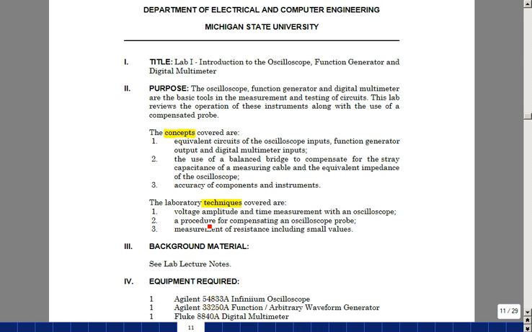In lab, we'll learn and revisit the measurement of voltage and time with an oscilloscope, how to compensate a probe, and measuring resistance, including small values. And this will be our first lab in ECE 402.